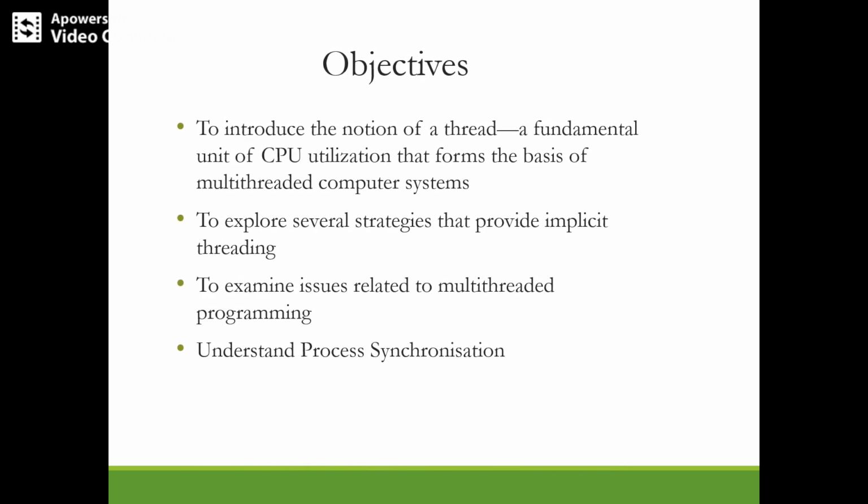Let's learn the basic objectives of this particular module. So the basic objectives are to understand what a thread is and how to differentiate between a process and a thread. What are the basic advantages and types of threads, and also to learn several strategies that provide the kind of implicit threading and any of the related issues pertaining to multi-threaded programming. And finally, we learn about the idea about process synchronization in this module.